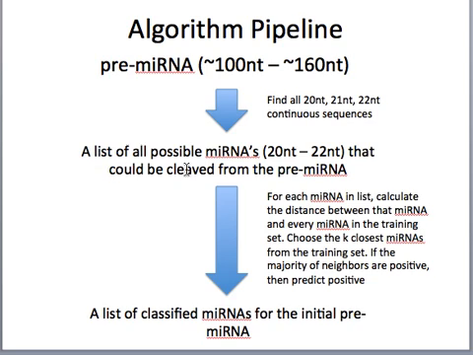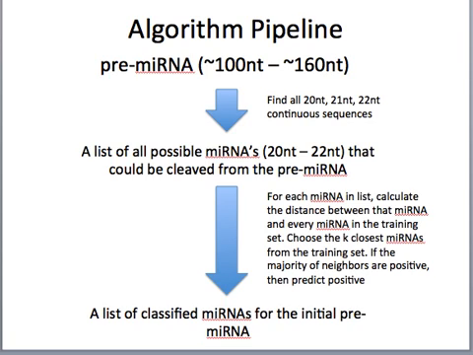Then it takes the list of all possible microRNAs that could be cleaved from the pre-microRNA, and it does a distance calculation on them from the training set. So it takes the first possible microRNA that we found in the first step, and it compares it to everything in the training set using a distance formula. And then it does that for everything in the training set.